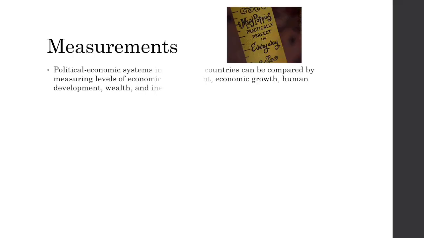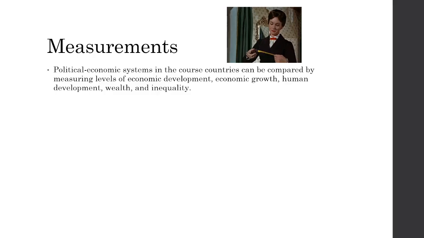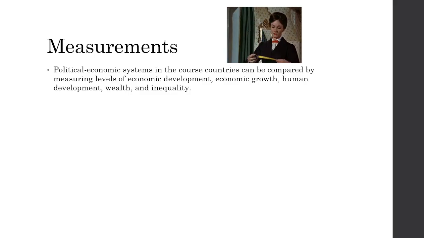So various measurements can occur. Political economic systems in our course countries can be compared, and I'm talking about actual measurements here, through different ways of measuring your economic development, your economic growth, human development, wealth, and equality. We actually talked about this in the very first part of this course, in lesson 1.1. So we can measure the amount of growth in an economy as well as the size of the economy and how developed the country is.